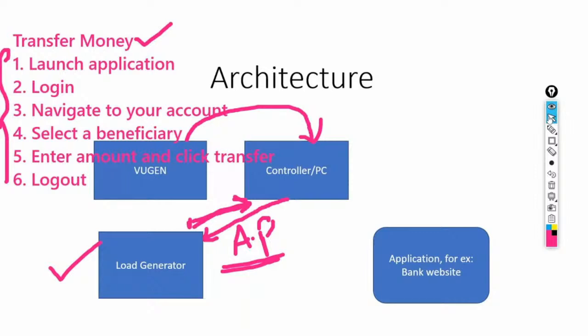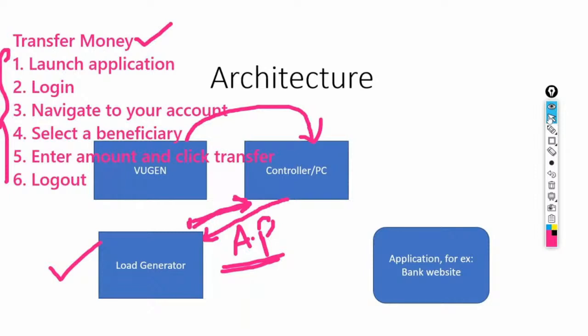So first, this is the screen that you get to see as soon as you launch Viogen. Click on file. There are different menu options which we will discuss later on. First we'll go to file and click on new script and solution.